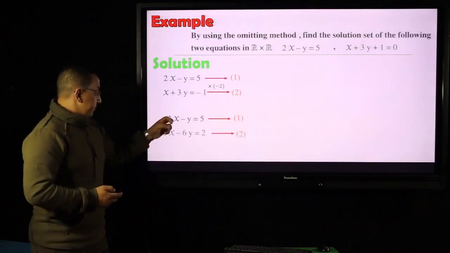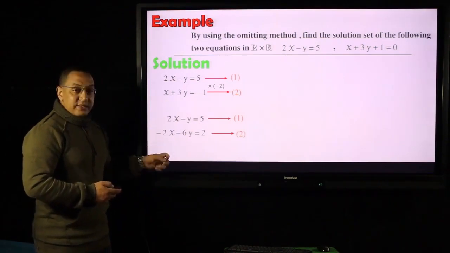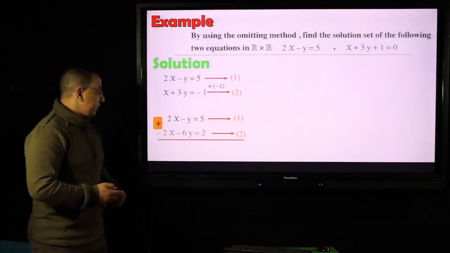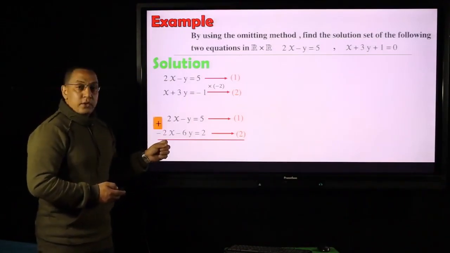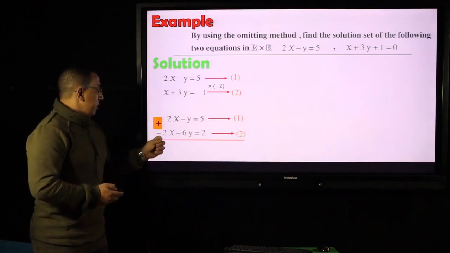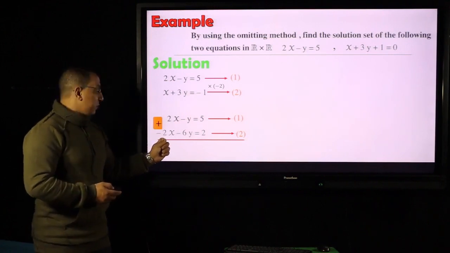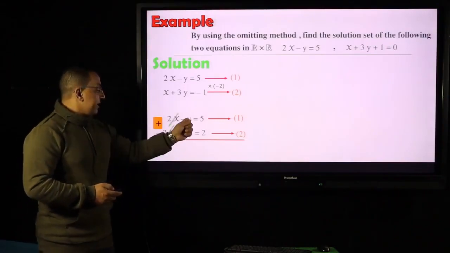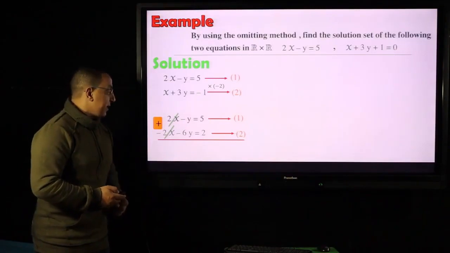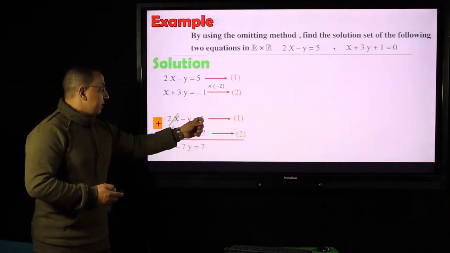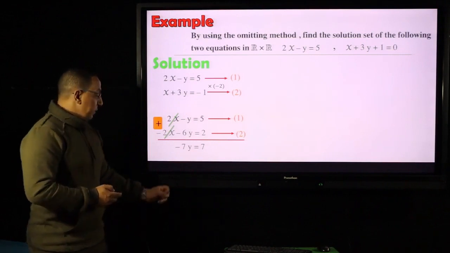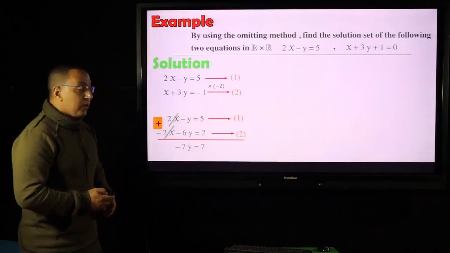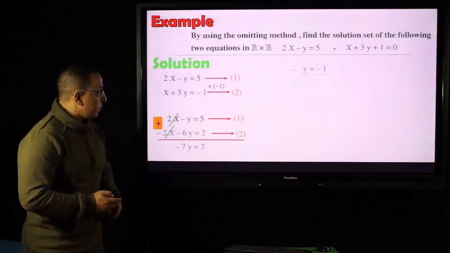Here I need to omit x, so I'm going to add the two equations. 2x plus negative 2x equals 0, like this. And negative 1 plus negative 6 equals negative 7y. And 5 plus 2 equals 7. Now I'm going to send the negative 7 to the right side by dividing. So y equals 7 divided by negative 7 equals negative 1.